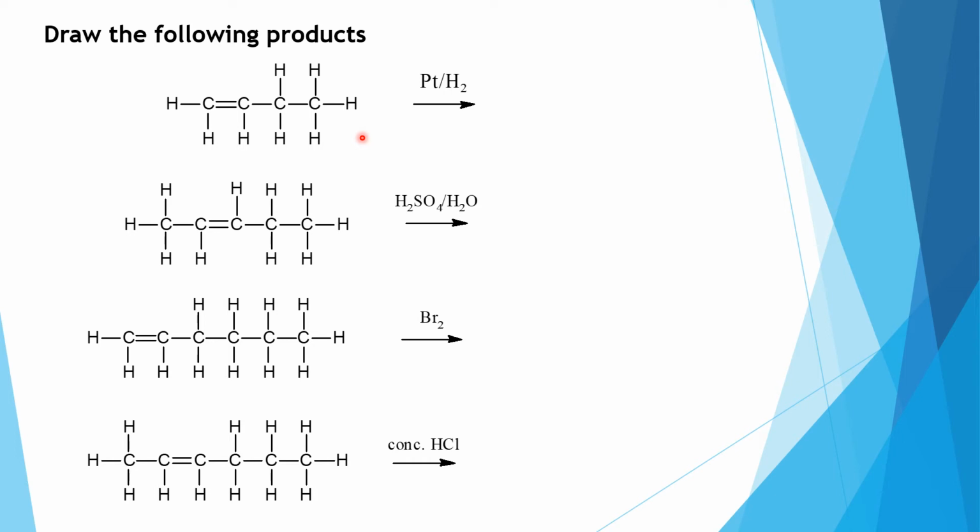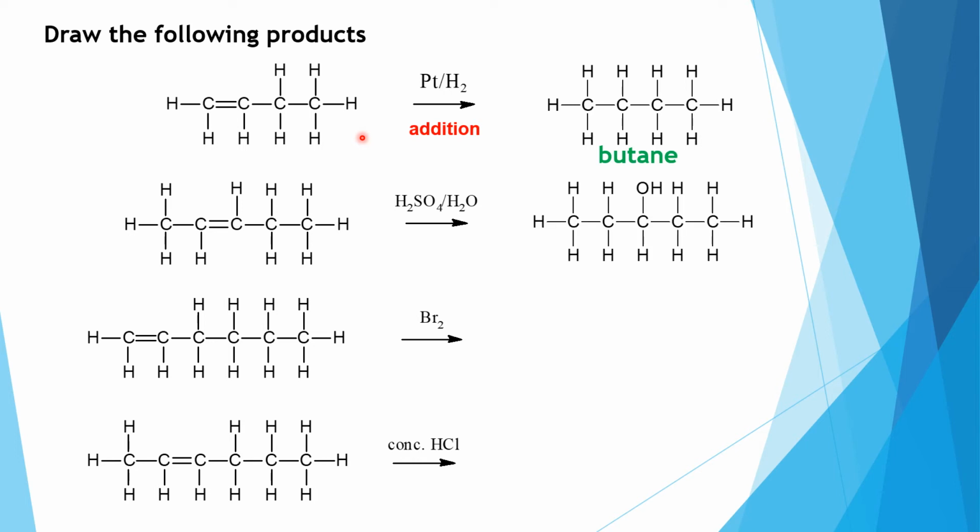So first one, platinum and hydrogen. I've actually got that around the wrong way. It doesn't matter what way we put it. So what's going to happen is we're going to add the hydrogen, and we get this molecule here. We've gone from an alkene to an alkane, and this is butane. Of course, it's an addition reaction. The next one, we're adding water. So we're going to add an H to one side and an OH to the other. In this case, I've produced pentan-3-ol. Guess what? This is an addition reaction as well.